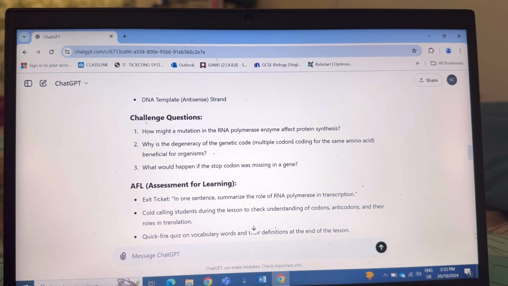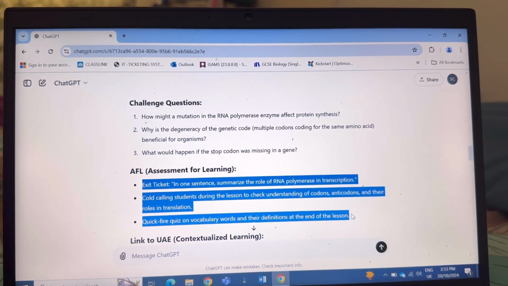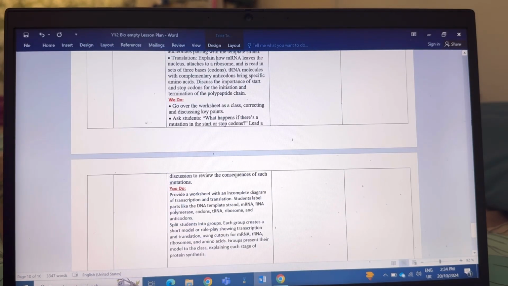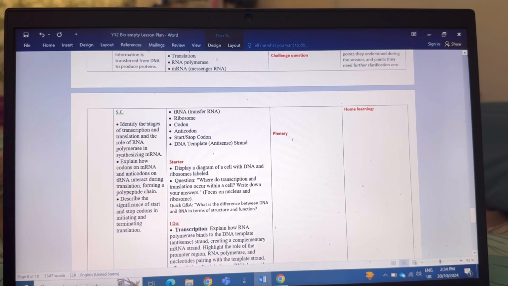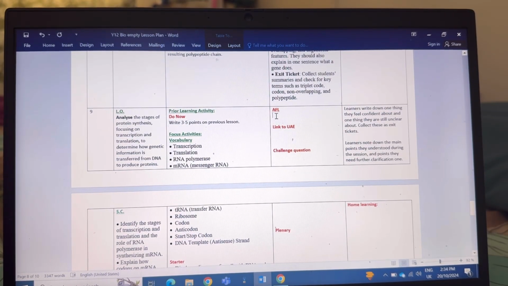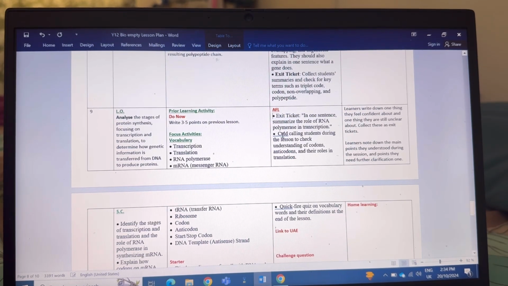Okay, challenge questions. Before that, I need to add AFL, assessment for learning. So it is giving me 3 different types of assessment for learning. Let me copy all. But for my lesson, I'll choose any one from here. There's nothing wrong in adding all, like whatever you're getting. And in daily lessons, if you're not doing something which you put in the lesson plan, it's completely fine. Nobody's going to question you based on that.